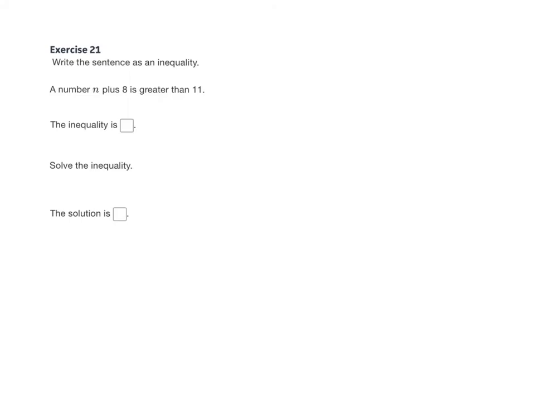Write the sentence as an inequality. A number n plus 8 is greater than 11. So here is the inequality. To solve it, you would minus 8 from both sides. N is greater than 3. The solution is any number greater than 3.